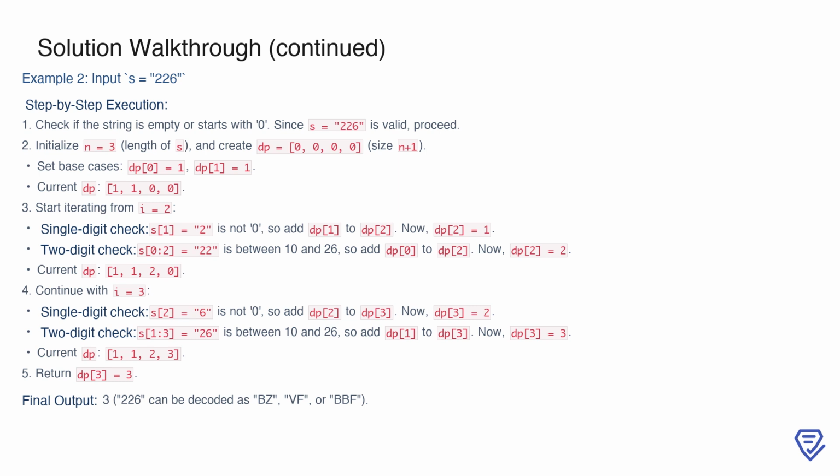In this example, the input string is s equals "226". As before, we first check if the string is empty or starts with 0, and since neither is true, we proceed.